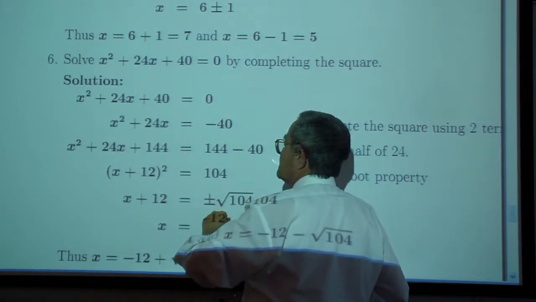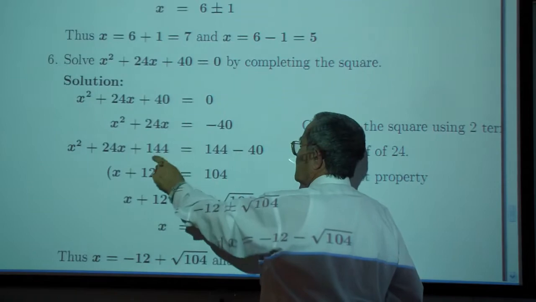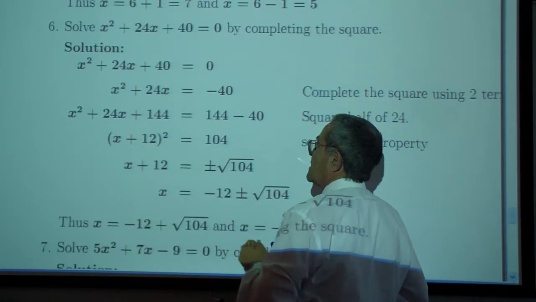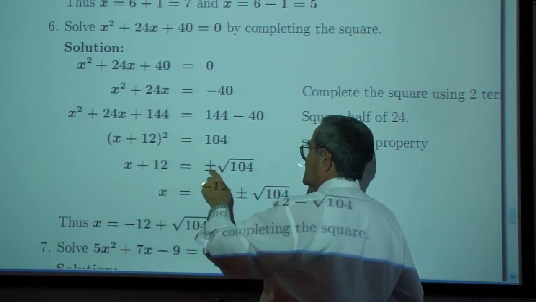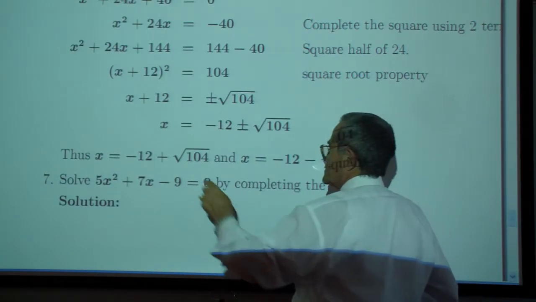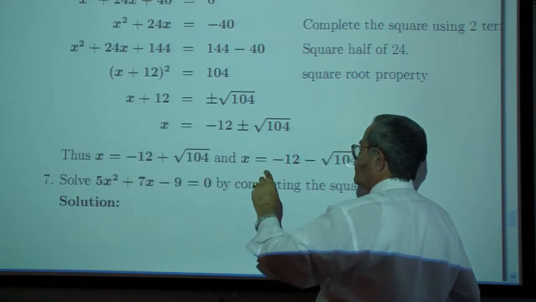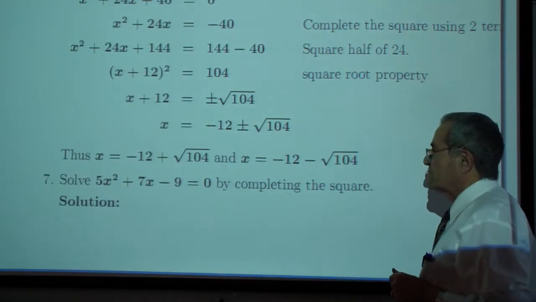Part the 40, 1/2 of 24 is 12, 12 squared is 144 added to both sides. Your perfect square here, take the square root of the left and plus or minus the square root of the right. So the solution is negative 12 plus square root of 104, or negative 12 minus square root of 104.